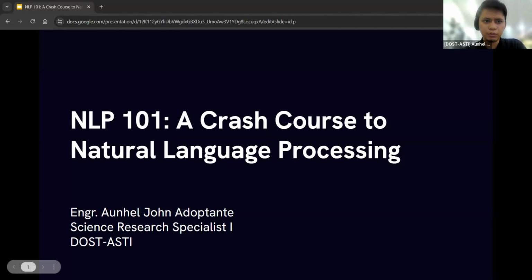Some expectation setting. This session is not aimed to give you deep knowledge on NLP, but it's more of a bridge, an introduction on the basics of what you need to know for NLP, and perhaps a start to your journey on the NLP path. This will serve as a bridge for the next lecture next week, which will tackle quantum natural language processing.